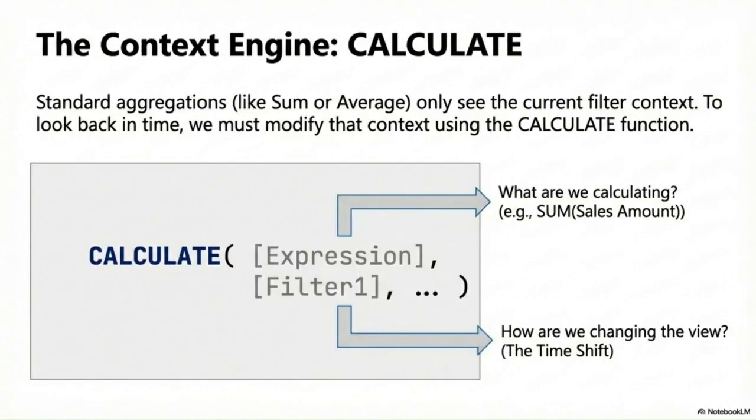Before writing any time intelligence DAX, we first create a base measure. This is usually a simple aggregation like total sales. Example, total sales is equal to SUM of Sales[Amount], like this. And all other calculations like previous month, quarter, or year will be built on top of this base measure.